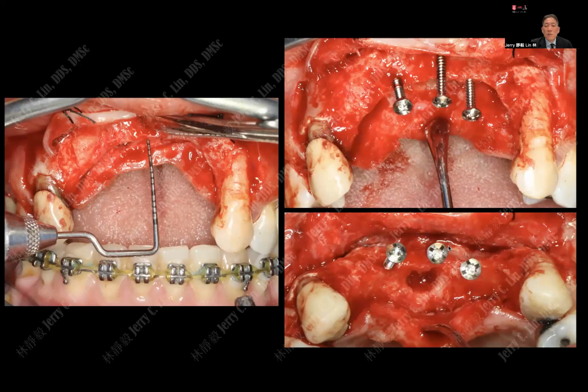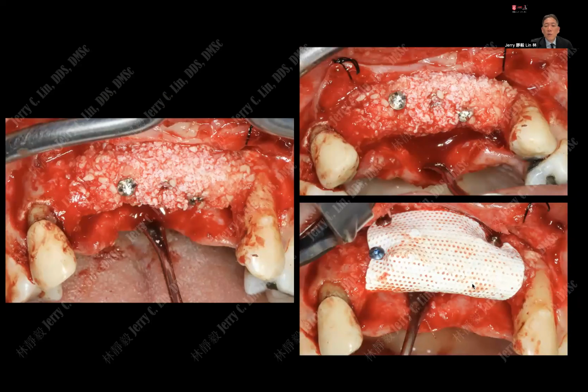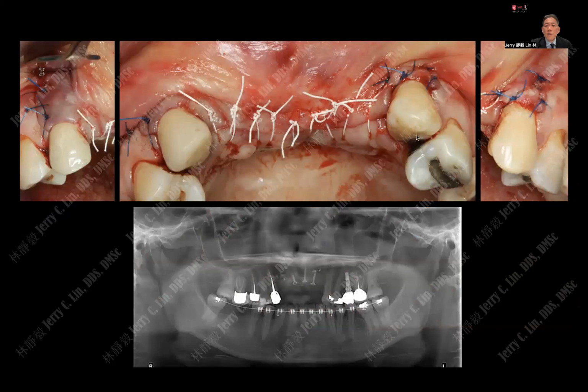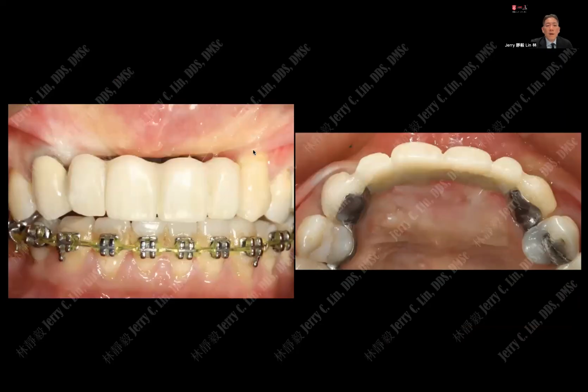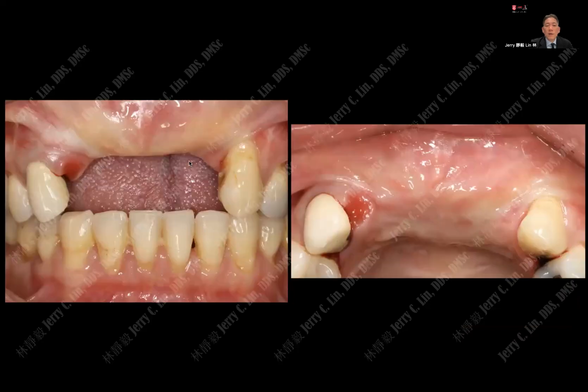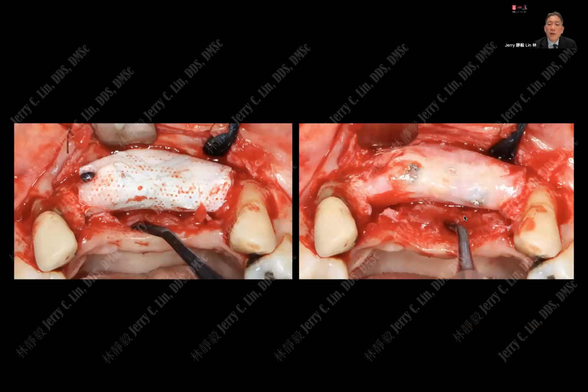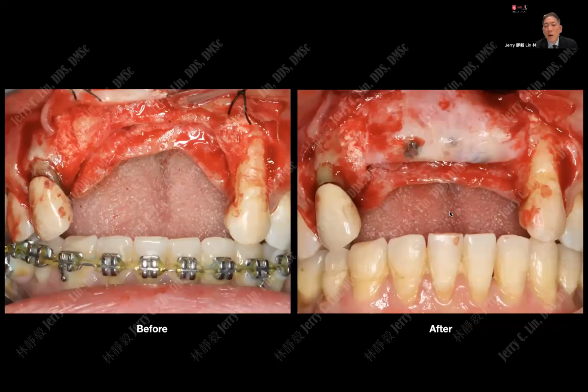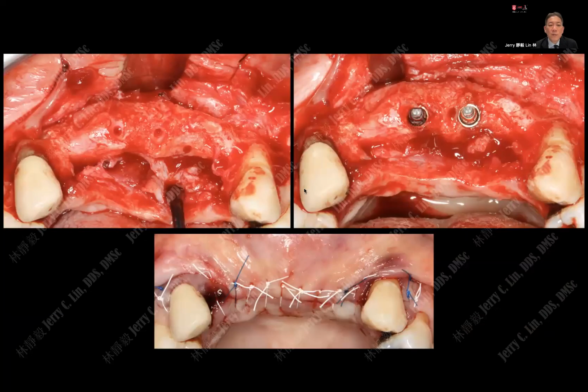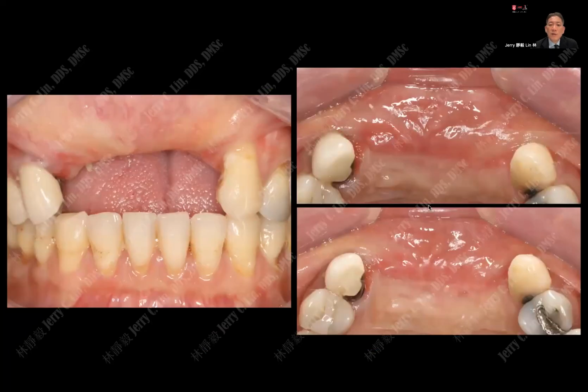So I use tenting screws, bone graft, a non-resorbable membrane, and cover everything up. And just let it heal for a while. With this patient, I waited for 18 months. The patient came back. We have very good bone, so it's not a problem. We can place 2 implants, with this scenario before and after. We have very good bone. So I placed 2 implants and closed it up.